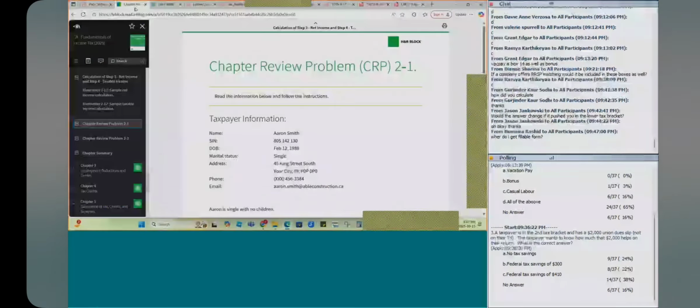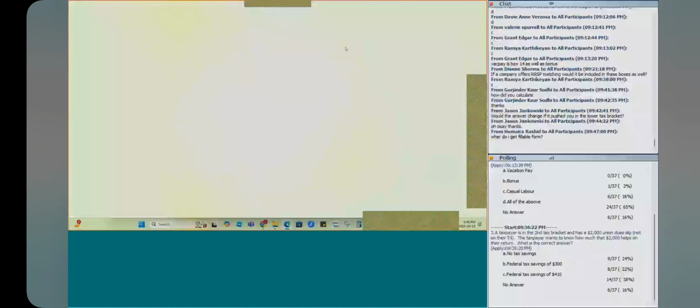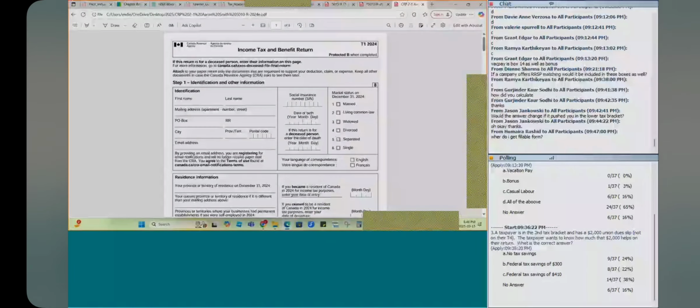Now, bear in mind, you can always download more blank forms either from ULearn or from the CRA itself. Probably in a future session, I'll show you where to get those from the CRA. I don't want to get sidetracked here. And then you just go through and fill out the basic information first. Okay, so let's have a look at it. The name is Aaron Smith. That's straightforward enough to handle. So we put in Aaron Smith.